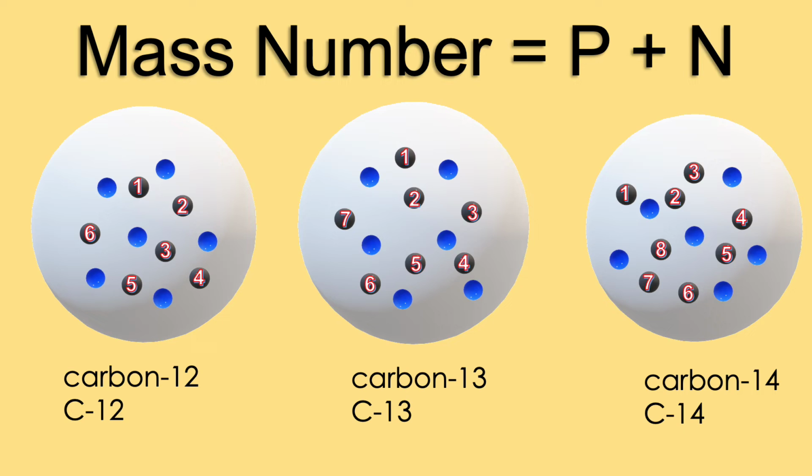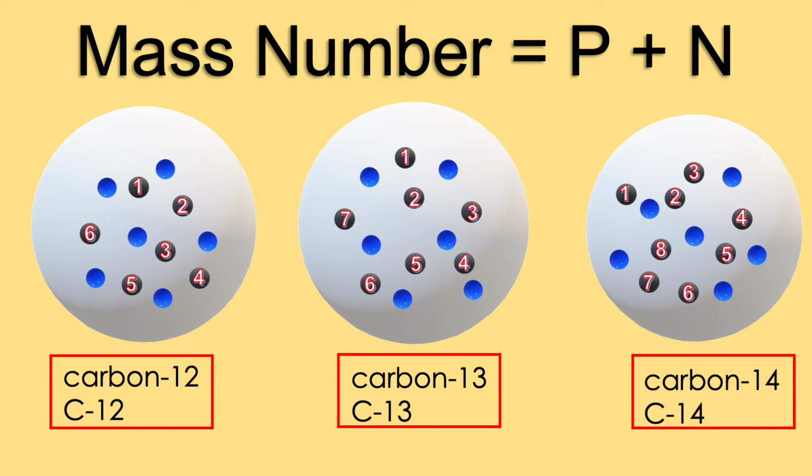Finally, there are a few notations. We can write the full element name and mass number separated by a hyphen, or the elemental symbol and the mass number separated by a hyphen. Carbon-12, for example, or C-12.